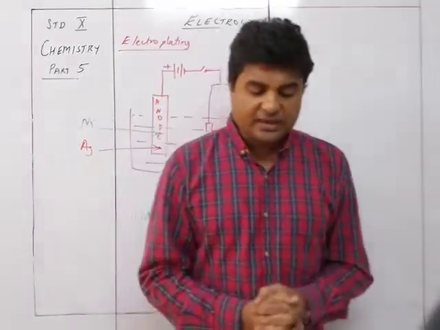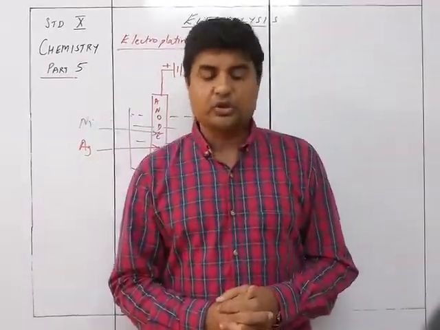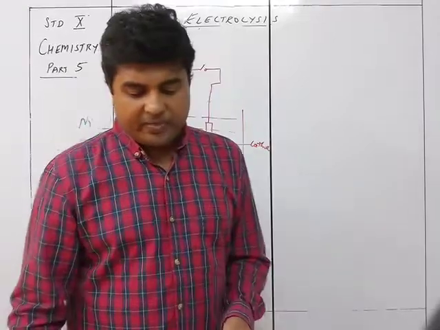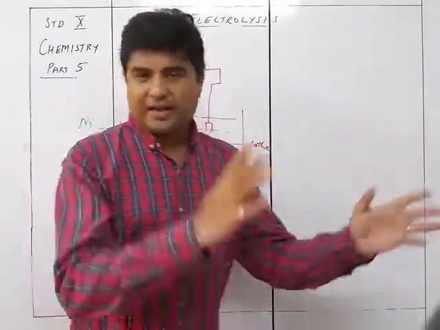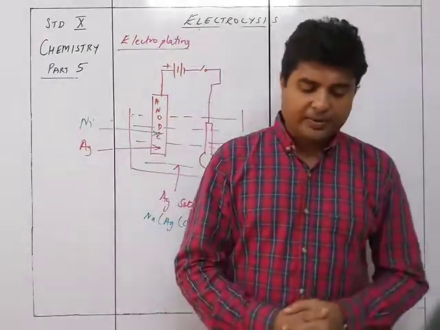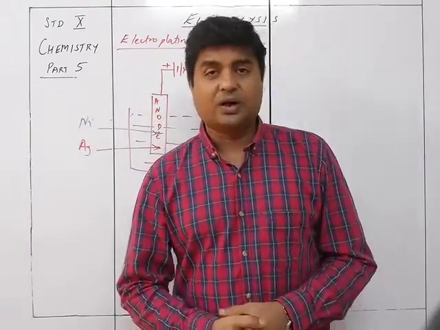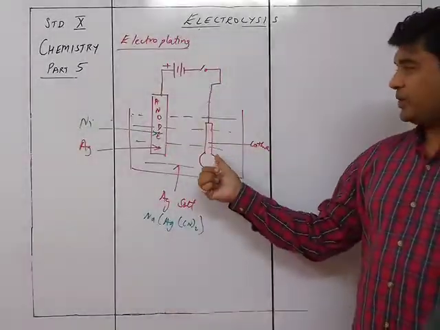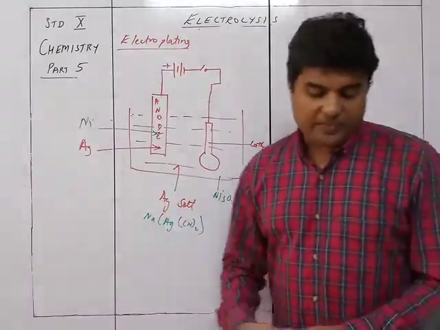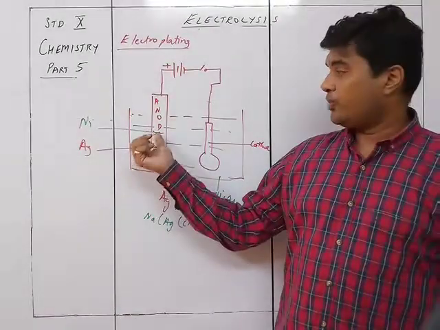So first thing is, the electrolyte will be an aqueous solution of nickel sulfate. I'll take the nickel first, so let's take nickel electroplating first. The nature of the electrodes: the cathode will be the cleaned article to be electroplated, and the anode will be a pure block of nickel.